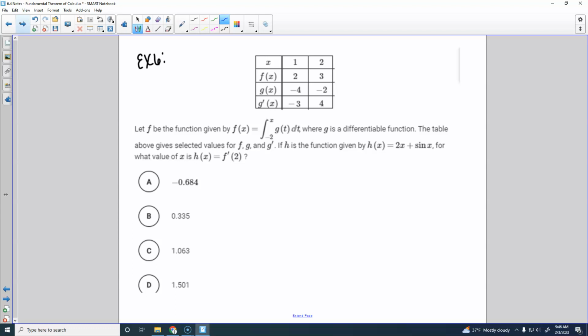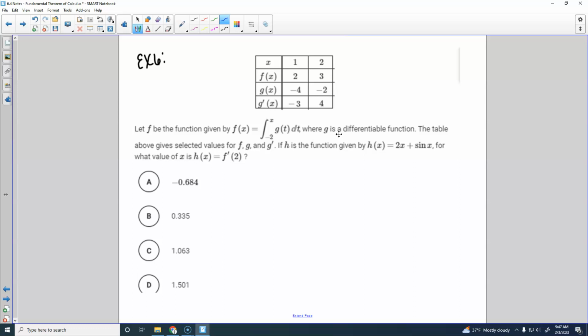All right, let's look at a couple more things. Okay. Let f be the function given by the integral from -2 to x of g of t dt, where g is a differentiable function. The table above gives selected values of f, g, and g prime, and h is the function given by h of x equals 2x plus sine of x. For what value of x is h of x equal to f prime of 2?